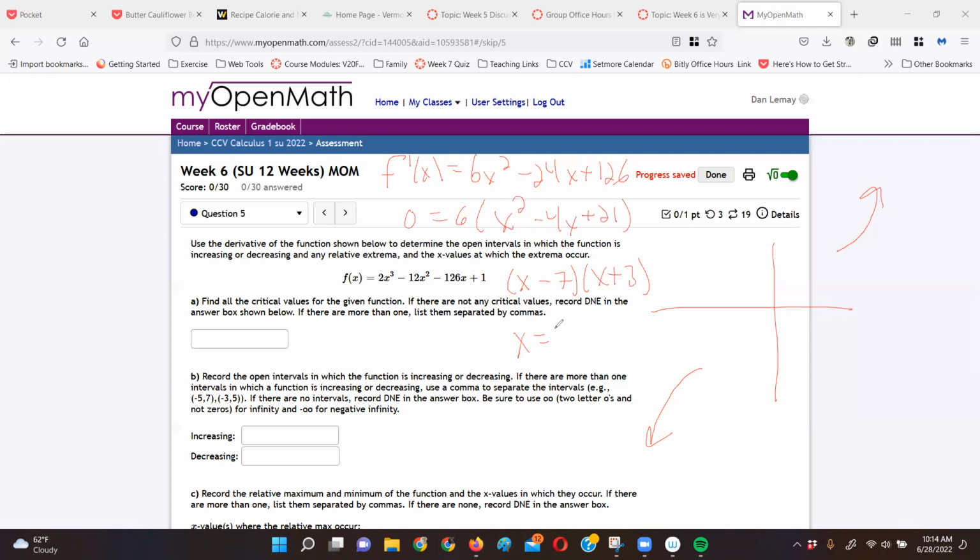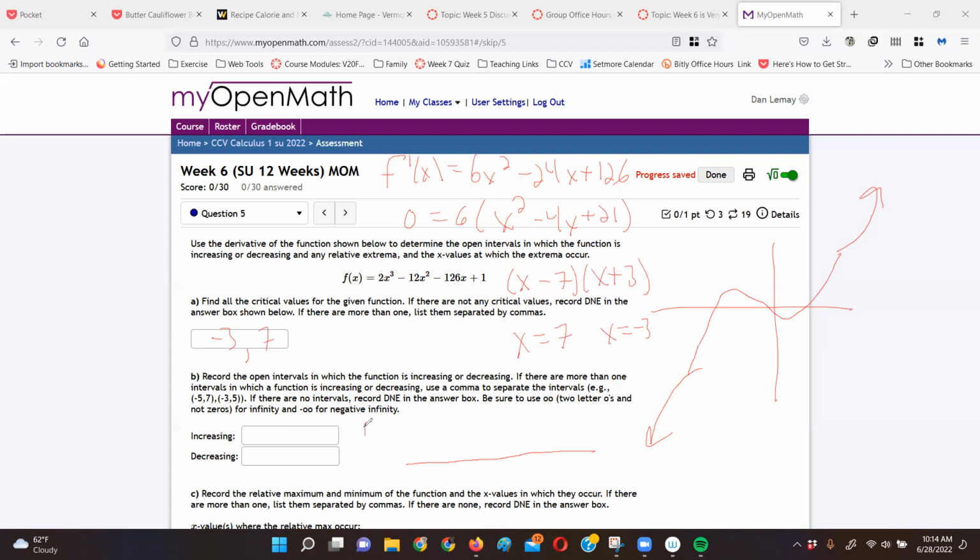So when x equals 7, there's a critical value. When x equals negative 3, there's a critical value. Okay, so that's what I would put in here. In fact, I would do negative 3, 7 is how I would try to answer that. Now, where are the turning points? Is it turning like this? Probably that's where it is, but I don't know for sure without doing a lot more work.